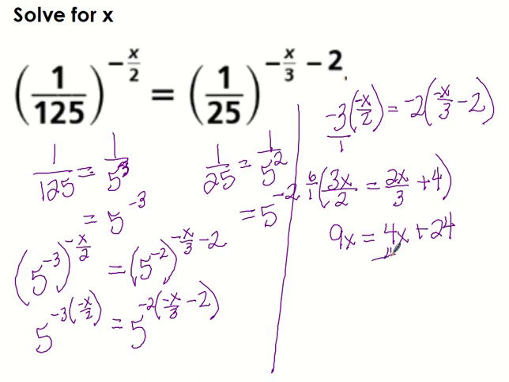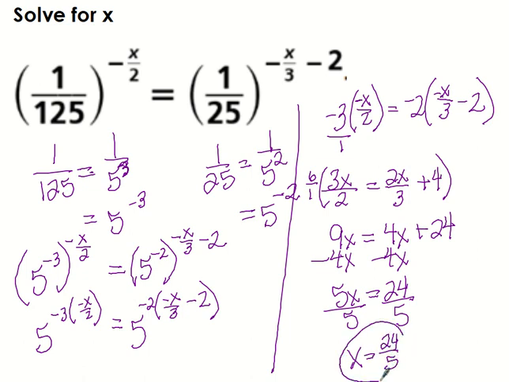So I'm going to subtract my 4x. I get 5x equals 24. Divide by 5. And x equals 24 over 5. There we go.